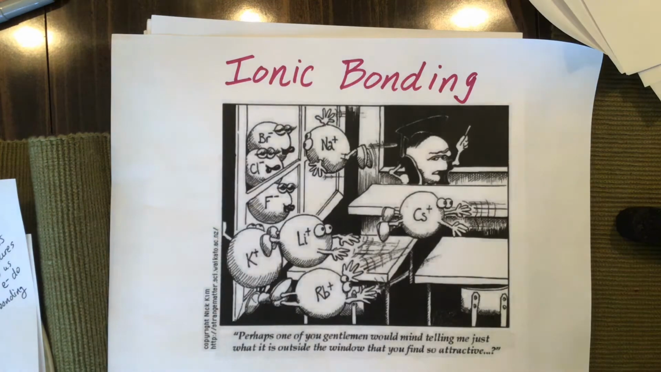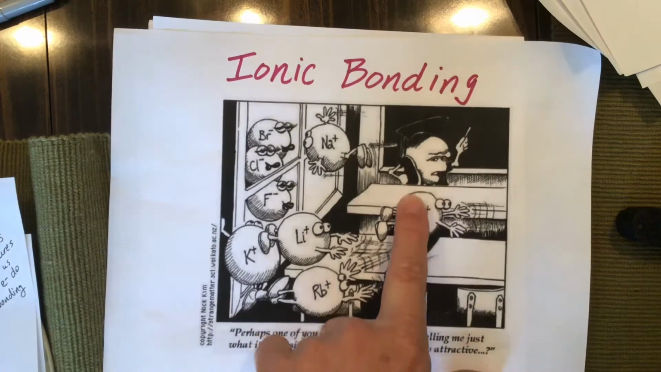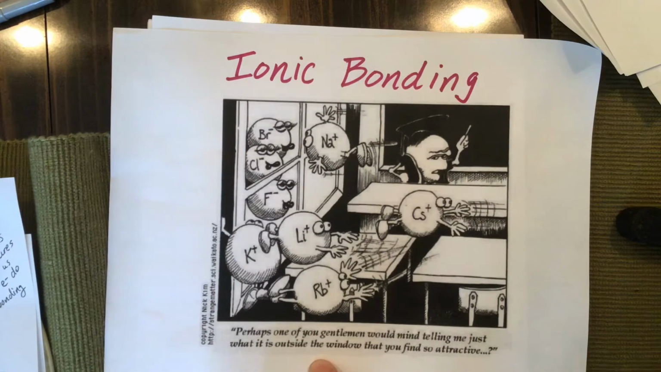Okay, in this video, I'm going to talk about ionic bonding and how to draw Lewis structures to show how ionic bonds form compounds. As you see right here, we have a very funny cartoon. It's got a bunch of atoms, and here's the teacher atom, and the teacher atom is saying, perhaps one of you gentlemen would mind telling me what is outside the window that you find so attractive.